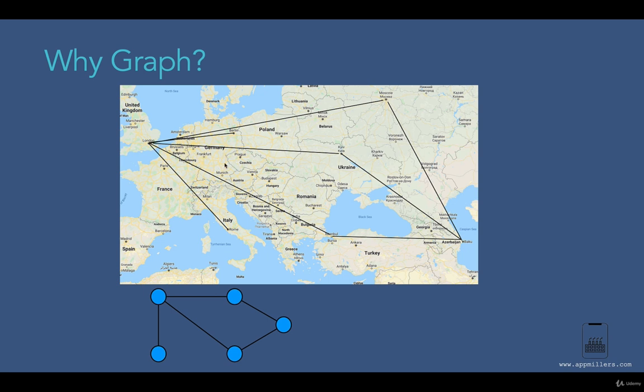Now in this case, from London to Baku, the first path is like this. We can come to Istanbul, then we can come to Baku, or we can come from London to Kiev, then we can come to Baku, or we can fly to Moscow, and from Moscow then we can come to Baku. So as you can see, we have different paths from London to Baku. So the question is, how can we find the shortest path to Baku?